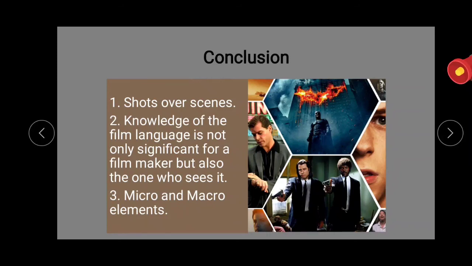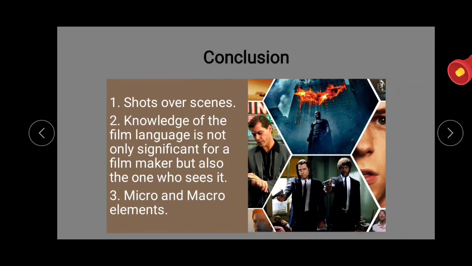Now, the elements that have been discussed here are the micro elements of film language. So there are also macro elements like the genre of the film, the audience, the narrative, and the representation. Representation is something like a male character playing a stronger role than a female character in an action movie.